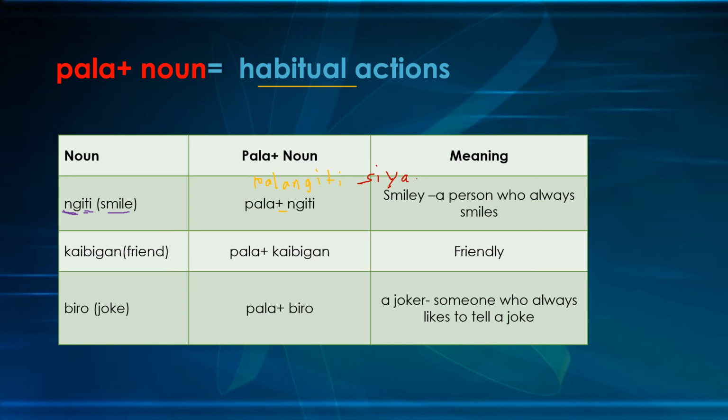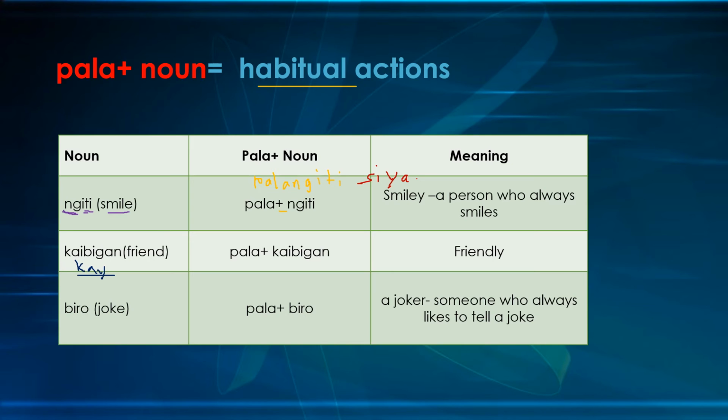Next is the noun kaibigan. It is also pronounced like this, kaibigan. Like that. Both pronunciations are correct. And it means friend.